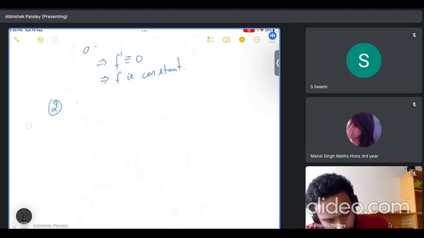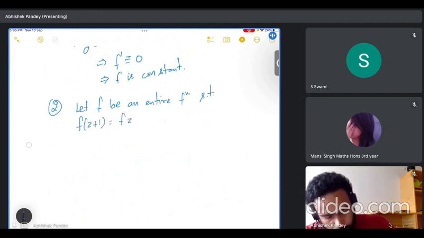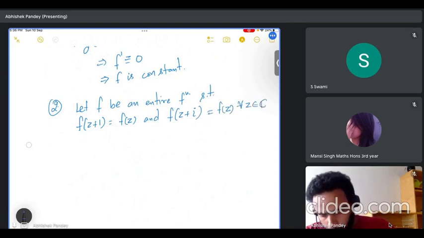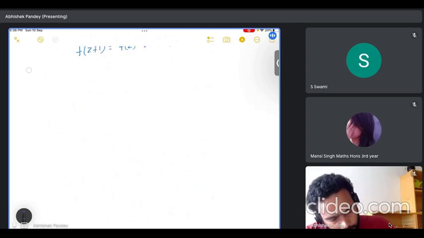So let f be an entire function such that f of z plus 1 is equal to f of z and f of z plus iota is equal to f of z for every z belongs to C. Okay, so basically, consider this thing.